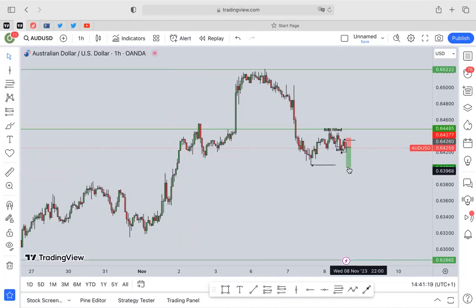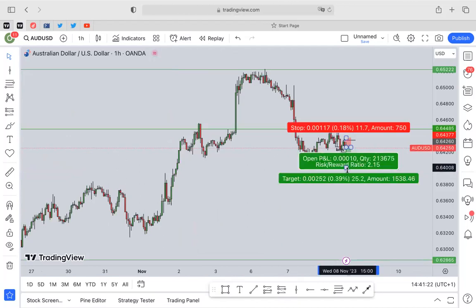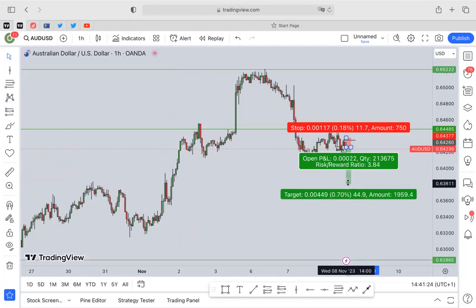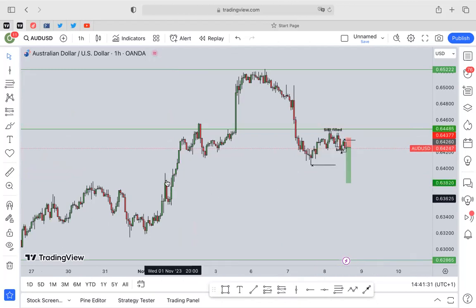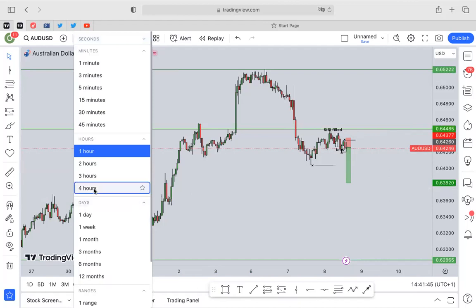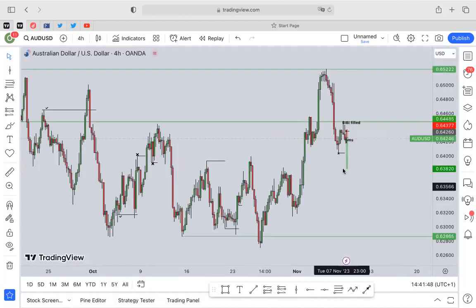And this trade could potentially go all the way down into this bullish order block at 0.6382. So this is like the overall target, this 1 hour bullish order block here. Let's see what it looks like on the 4 hour. Yeah, exactly. So this trade could potentially drop all the way down here. That's what I'm expecting to see on this trade.